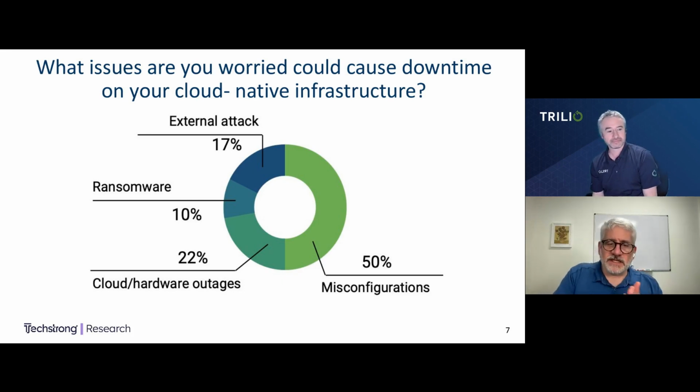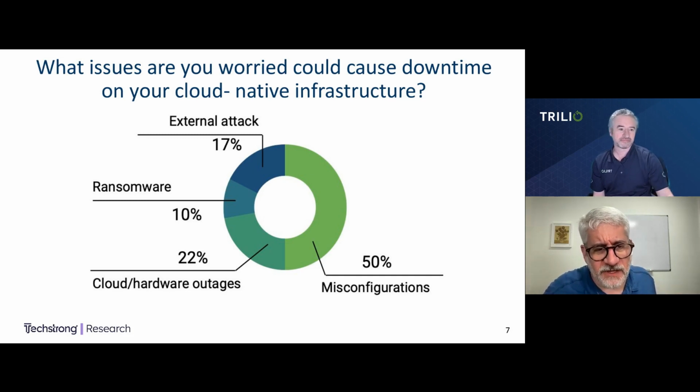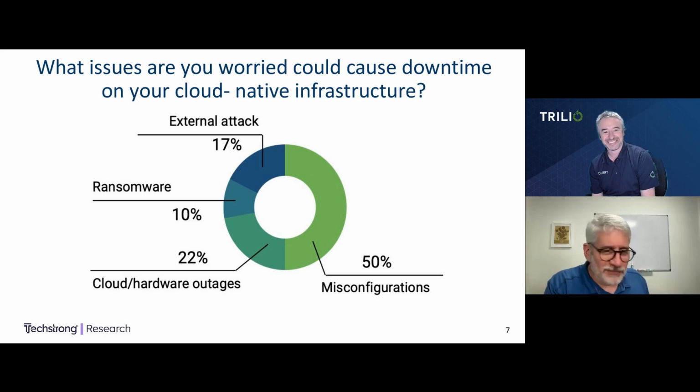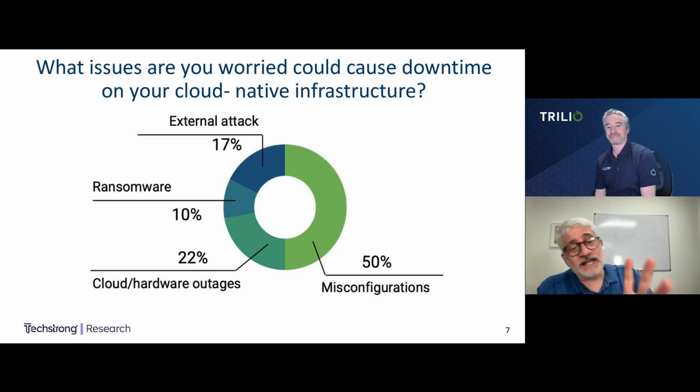Okay, good. So let's do the last question here. What issues are you worried could cause downtime on your cloud native infrastructure? Always good to get the Chicken Little perspective of how is the world going to fall on me? And again, I think that's just my security background. I'm always looking for places I'm going to get killed. So I'm looking four times before I cross the street, just because I'm trained to do that over 30-something years.